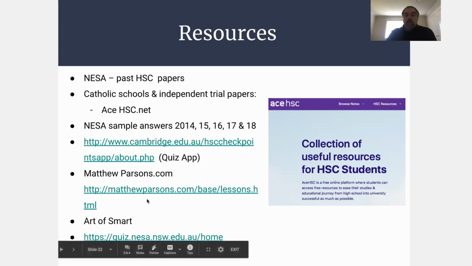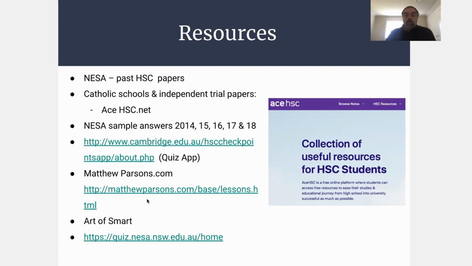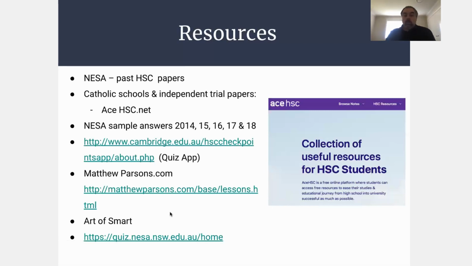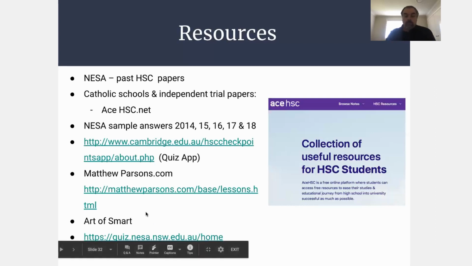Matthew Parsons for business studies and economics has graciously opened up his online learning website. He's a teacher that with the COVID-19 has generously allowed access to his videos and revision quizzes, etc. And they're really good. So especially if you don't have other online learning means, that's a really good one. Art of Smart, another good website if you haven't seen that, in all your subjects. Revision, past questions, breakdown of exam analysis, pretty good material on that site, and that's all free.